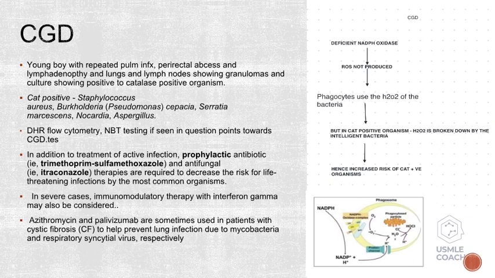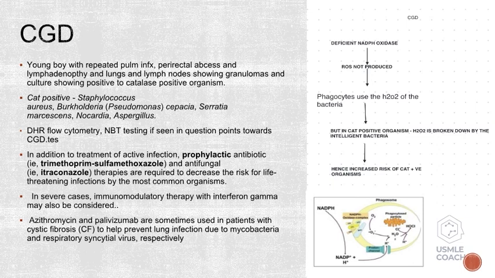So the buzzwords in the question pointing towards the diagnosis would be repeated infections not only in the sinopulmonary tract, but also the gastrointestinal tract or perirectal abscess. This can help us rule out cystic fibrosis as a differential, as CF involves only the sinopulmonary tract. And the presence of lymphadenopathy and lungs and lymph nodes showing granulomas screams granulomatous disease. The culture is positive for a catalase-positive organism.